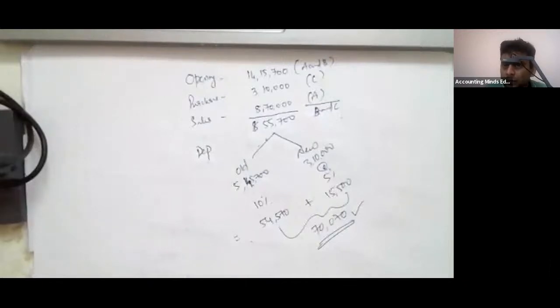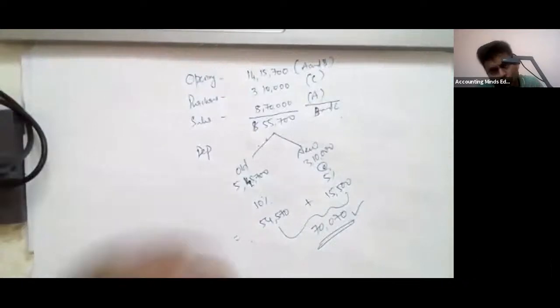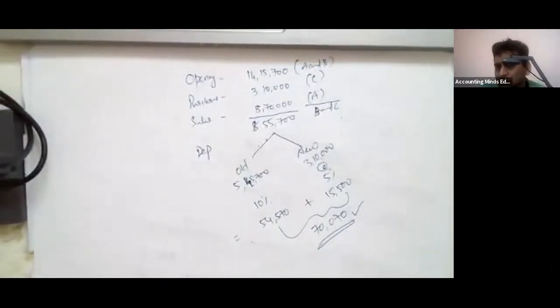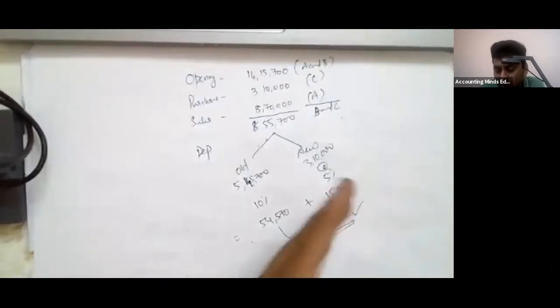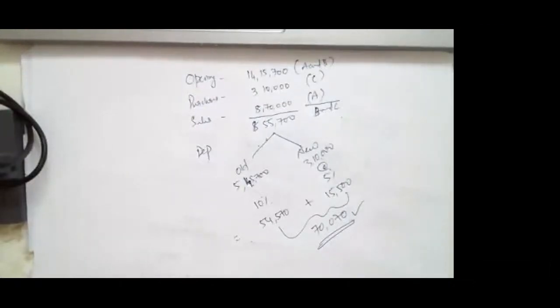If the rate is same, I don't have to split. If this asset is used for more than 180 days, I don't have to split. Directly calculate 10%. If the usage is less than 180 days, then only I have to split. Getting it? Right.